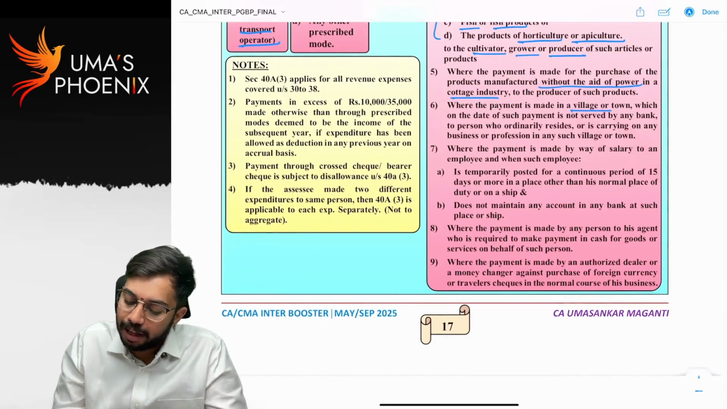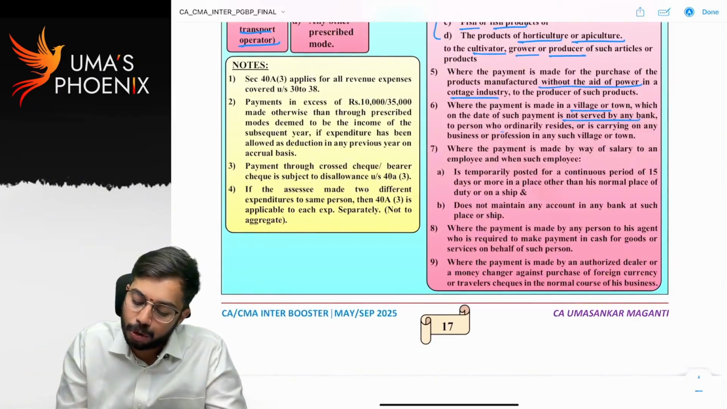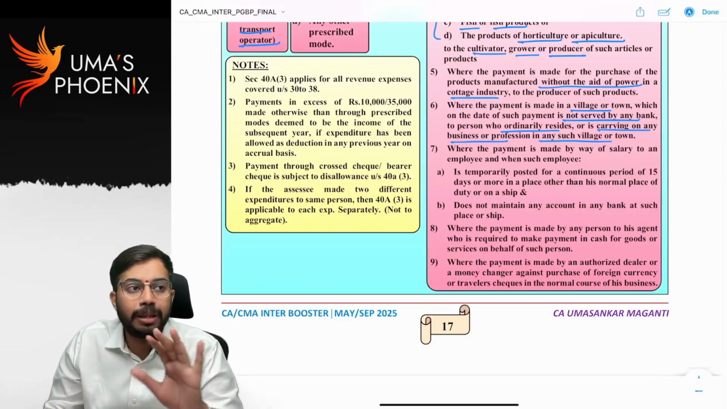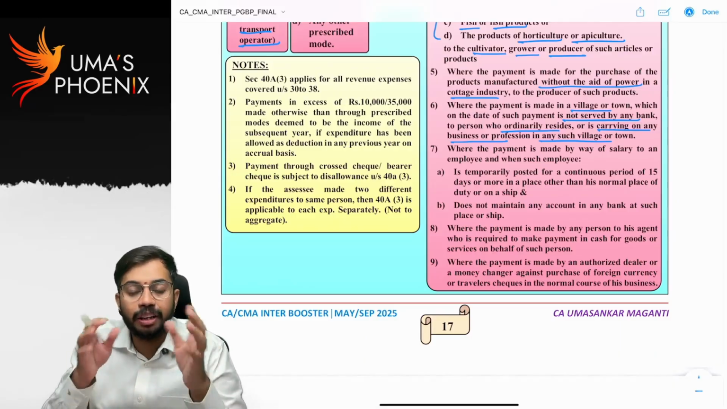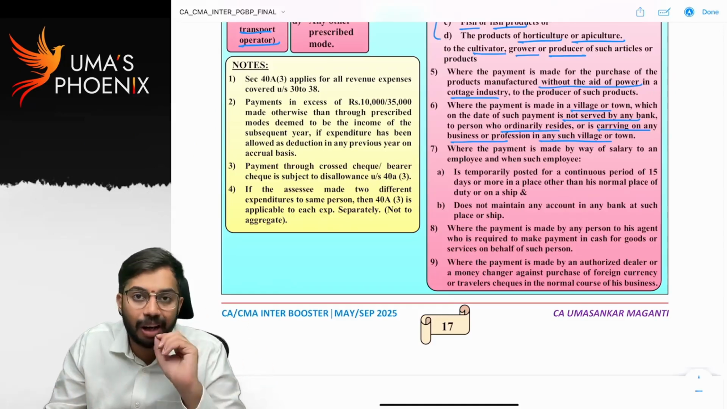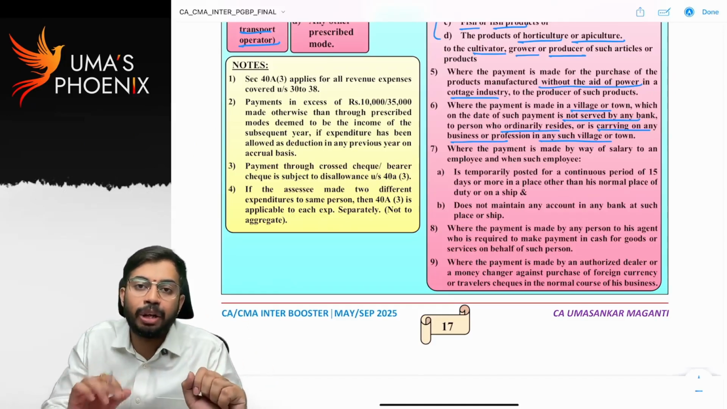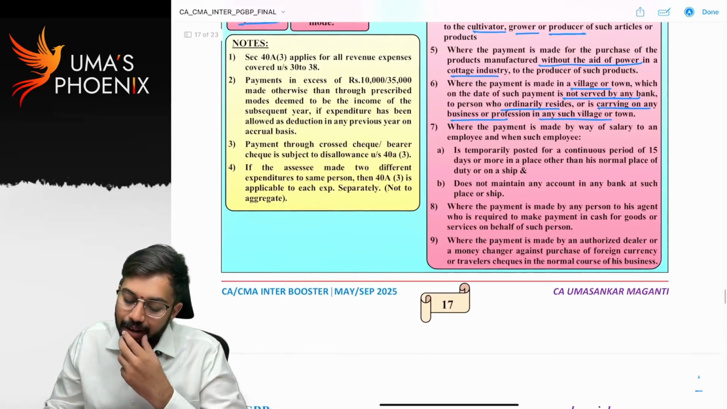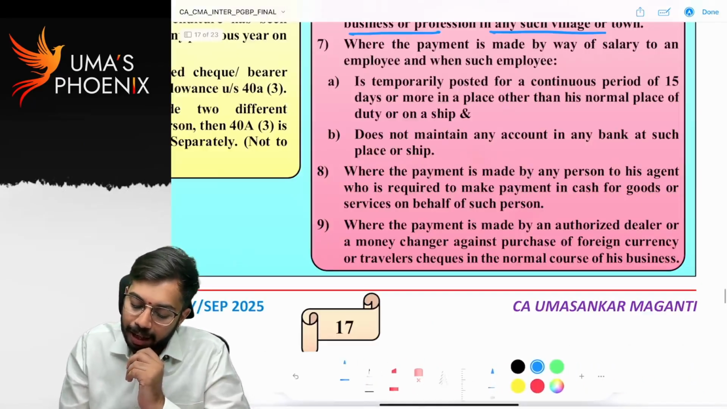Where payment is made in a village or town which on the date of such payment is not served by any bank, or to a person who ordinarily resides or is carrying on any business or profession in any such village or town. You wanted to make payment of 80,000 rupees to a person, but in that village or town there is no bank at all, or a bank is there, but on the date of payment the bank is on holiday. In that exceptional scenario, even though you make cash payment of more than 10,000 rupees, that is allowed as deduction.